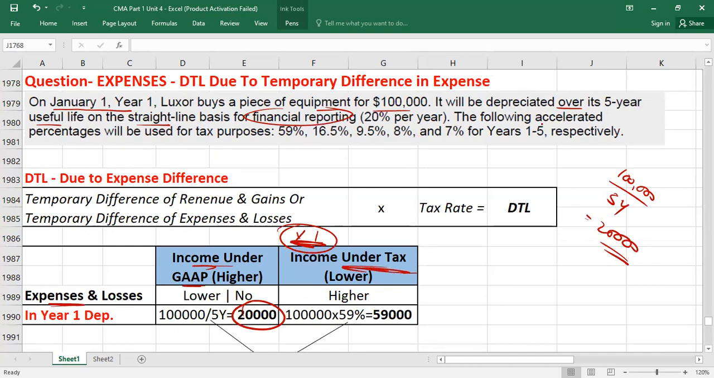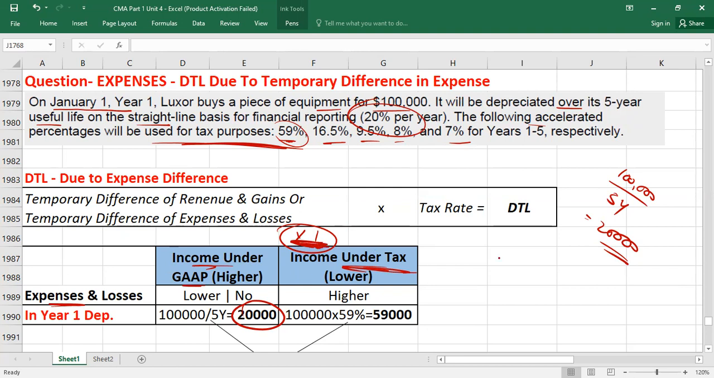I have to look at what the tax rule is. And they're saying the following accelerated percentages will be used for tax purposes. What is the first percentage given? 59. It means in the first year, as per tax rule, it should be depreciated by 59%. In the second year, it will be depreciated by 16.5, then 9.5, then 8, then 7. But in accounting, every year it will be depreciated by 20%.